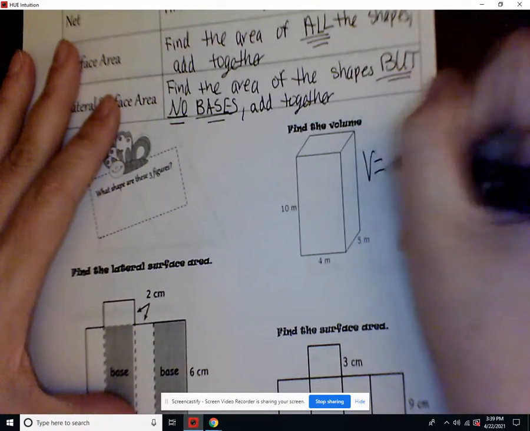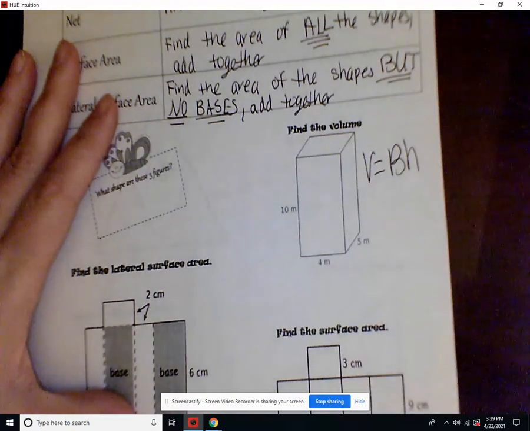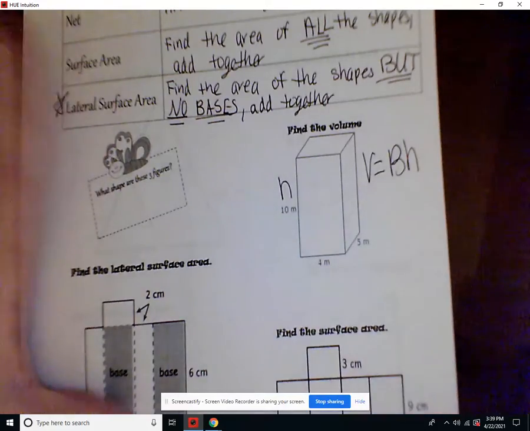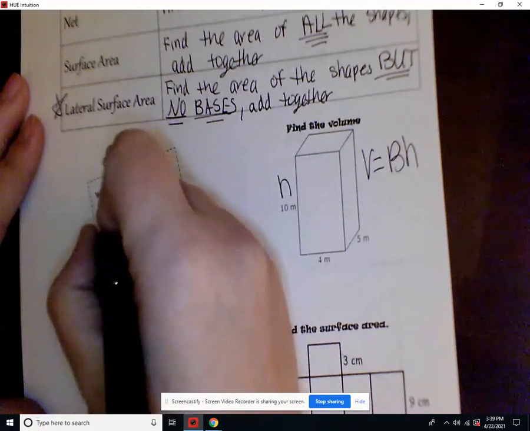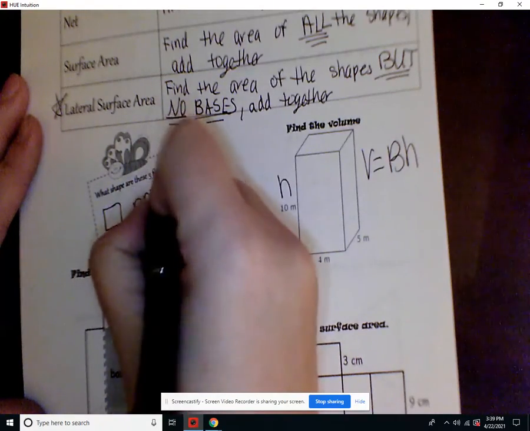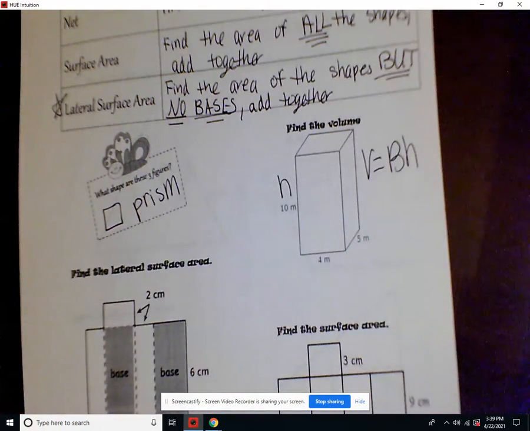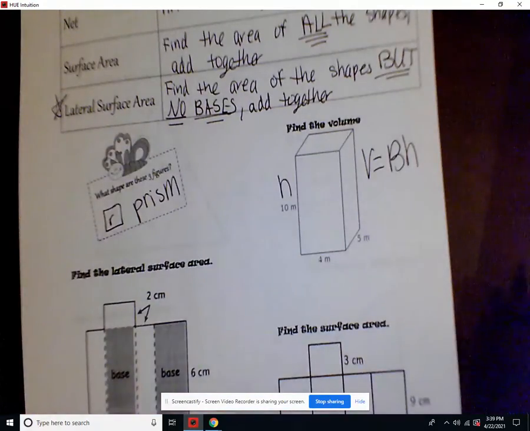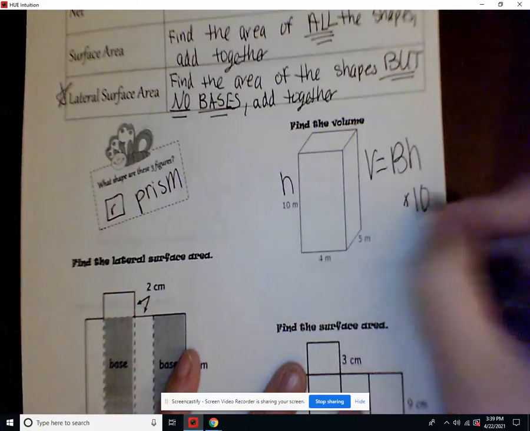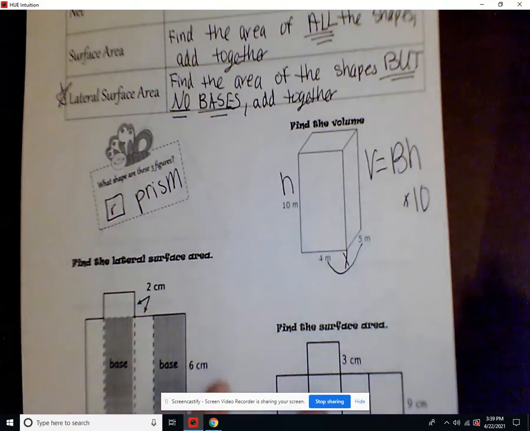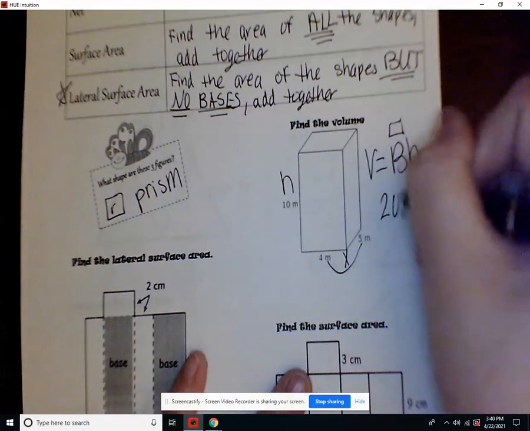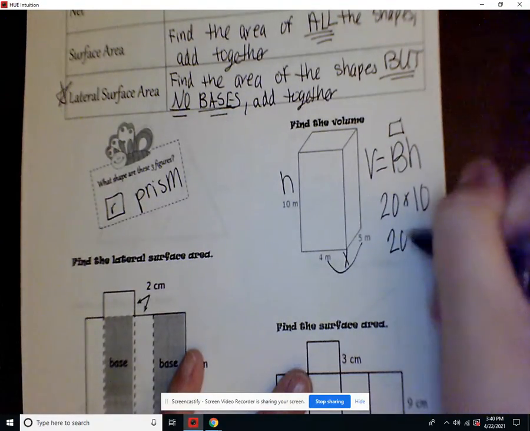So volume is going to be our V equals BH. Okay, so the height is going, and this is a prism, so that's how we're doing this. This is a rectangular prism. So that's what we use, V equals BH. So our height is 10. My base is the ones on the bottom. Since it's a rectangle, we multiply them together, which is 20, and then 20 times 10 is 200.